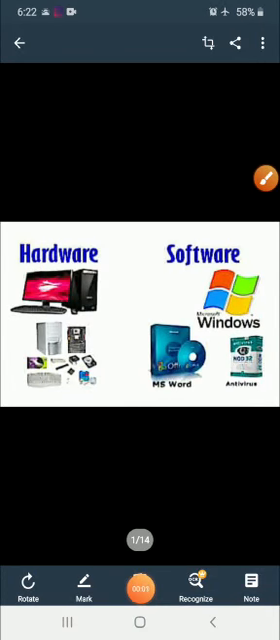Grade 9 Computer Science, Lesson 1: Computer System. In our previous video, we discussed the applications of computers. Today, let us discuss a computer system.